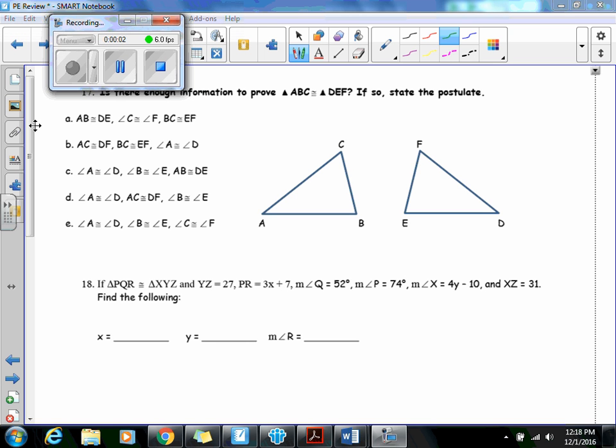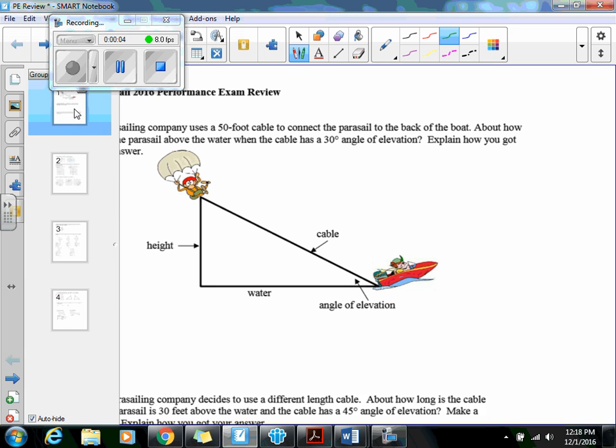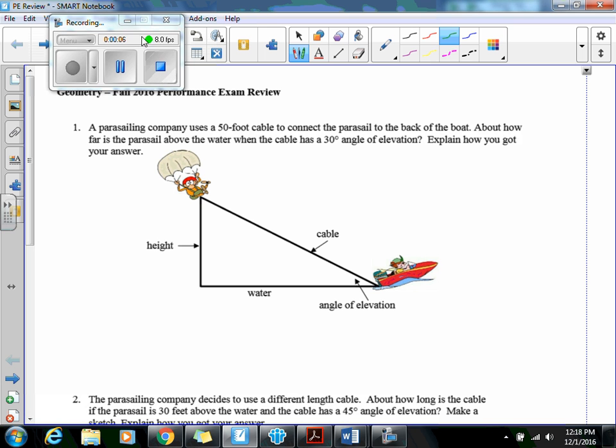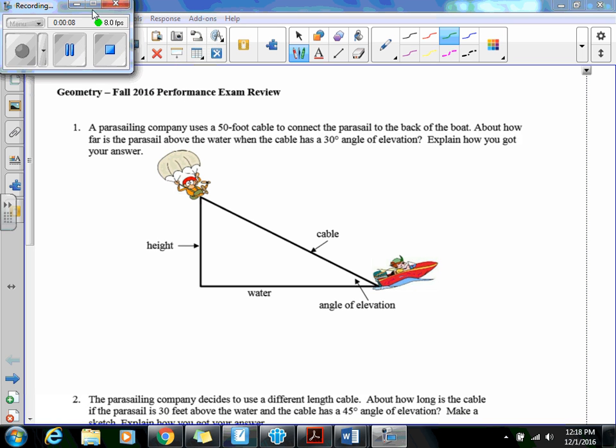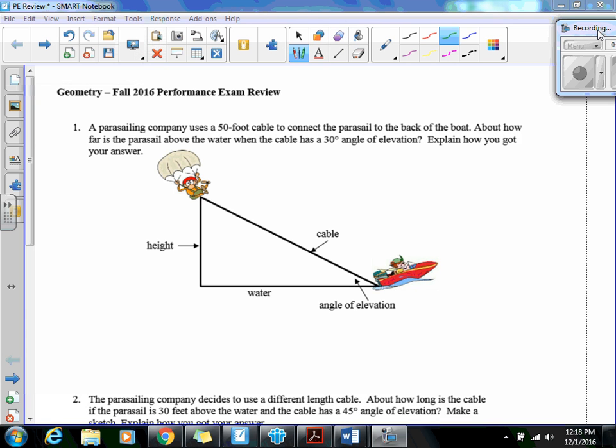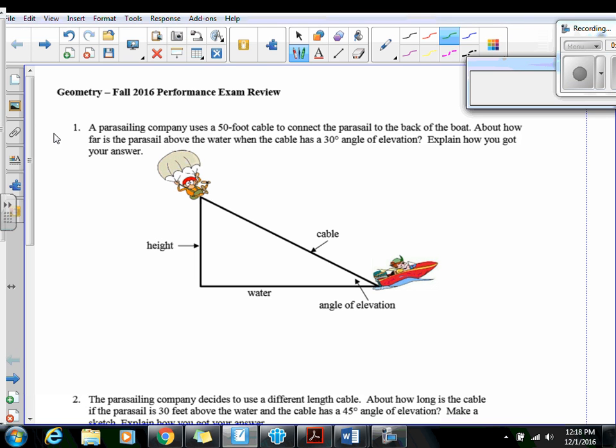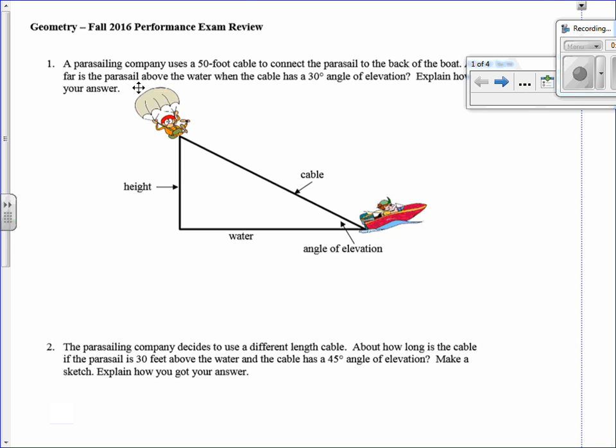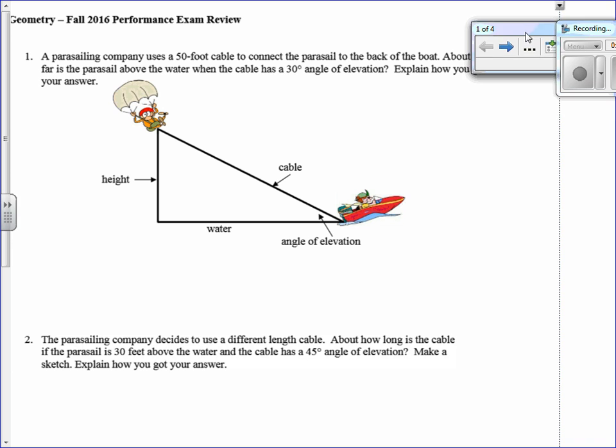Okay, guys, so let's go ahead and get started taking a look at our review. We're going to go through most of it. We're not going to look at every single thing, but most of it, okay? I will post the key as soon as class is out, or maybe before class is out, okay? So let's take a look at number one.